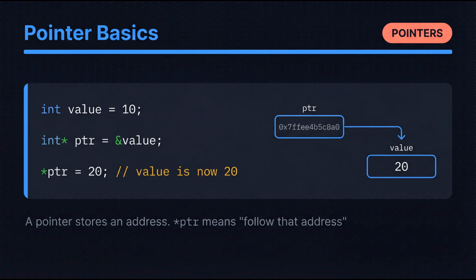Unlike references, pointers can be null, pointing to nothing. They can be reassigned to point at different objects, and they can be involved in arithmetic. This flexibility is powerful, but it's also the source of most pointer-related bugs. References are constrained by design. Pointers give you freedom and responsibility.